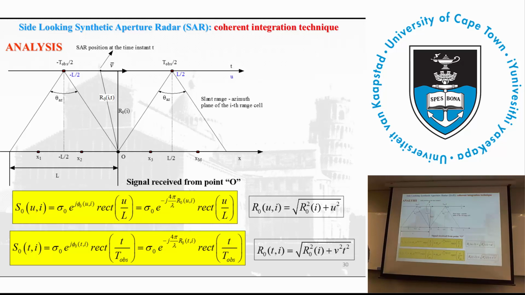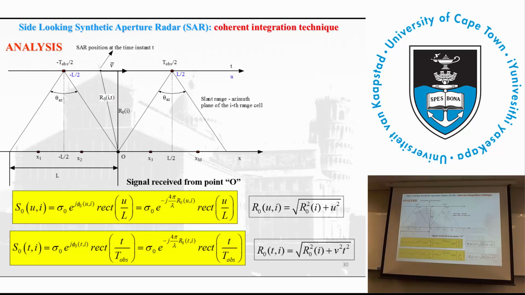So this point O will generate an echo that will be captured by the antenna at each point here. If I now write down this signal as a function of u, where u is this axis here, and as a function of i by indicating the ith range cell, then I can see that this particular signal is composed of this reflectivity function sigma 0, which is an electromagnetic characteristic of that particular scatterer. And then the rest will be associated to a phase that changes depending on the distance between point O and any point here, which is indicated by u. u is the coordinate along this axis.